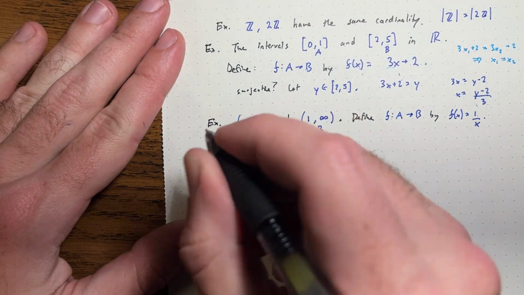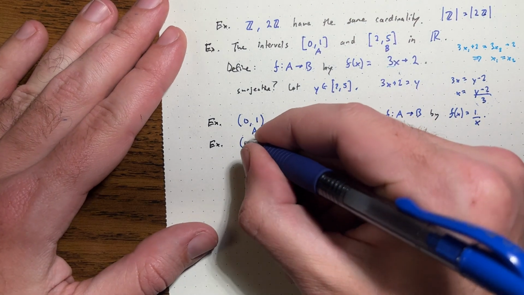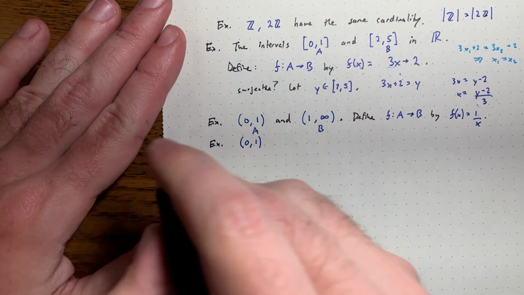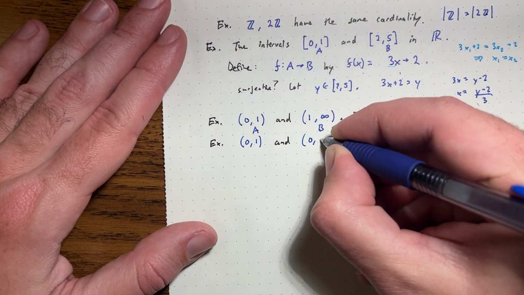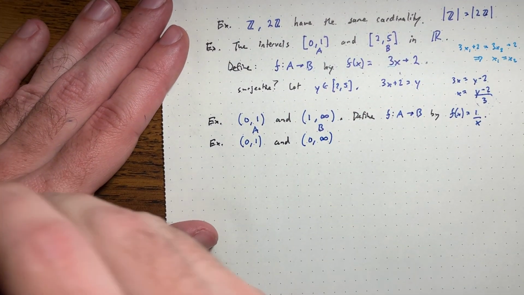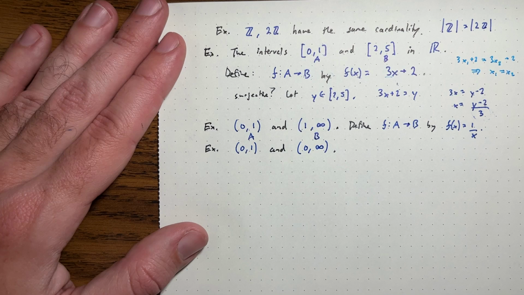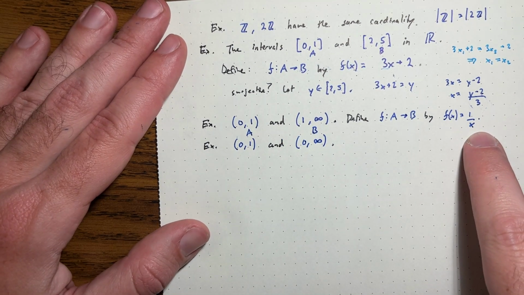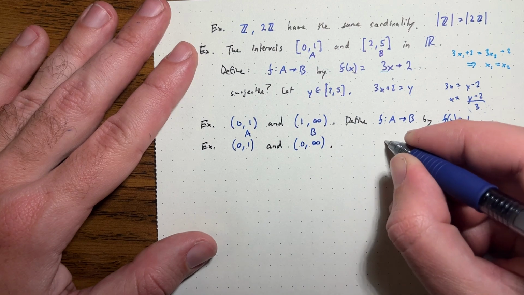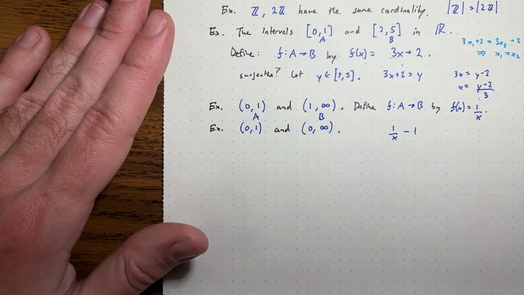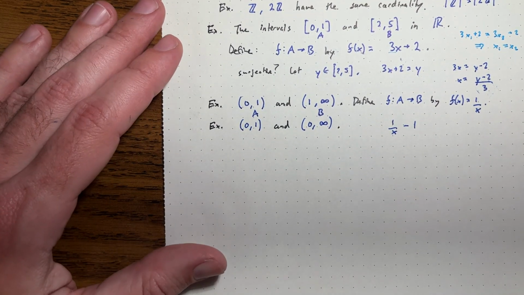By the way, I'm doing too many examples here. I guess you can never do too many examples. 0, 1, and what if I had 0 to infinity? Just make it even a little more extreme. Can you do that? Well, yeah, you just do that, and then you minus 1. So that'll just be 1 over x minus 1. So these have the same cardinality as well.